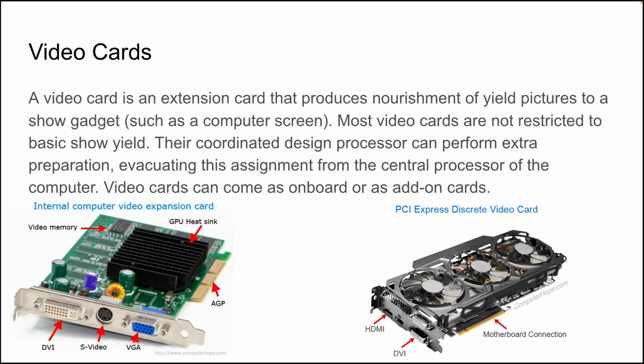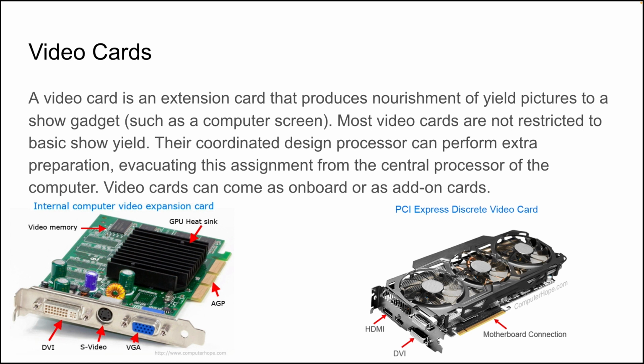So video cards, we're going to hop off with the video card. The video card is an extension card that produces a feed of output pictures to a display device, such as a computer screen. Most video cards are not restricted to basic display output. Their integrated graphics processor can perform extra processing, removing this assignment from the central processor of the computer. Video cards can come as an onboard or as an add-on card.